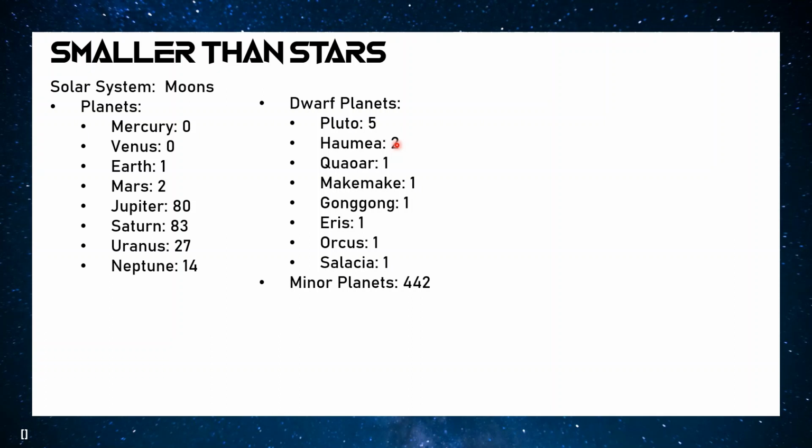Anyways, Haumea has 2. All the other dwarf planets shown here have 1, and then there are actually probably 442 minor planets within the solar system. Again, minor planets being bigger than other solar system bodies like asteroids, but too small to be considered actual dwarf planets.